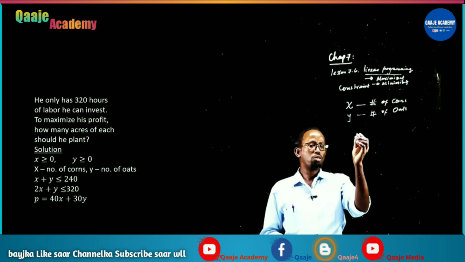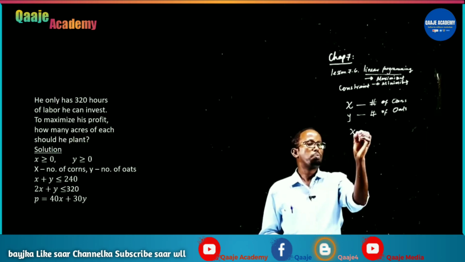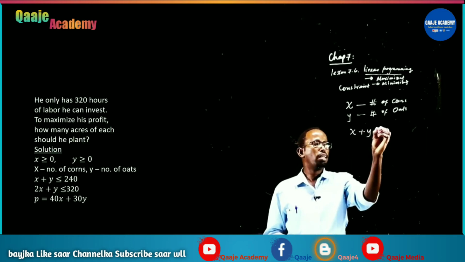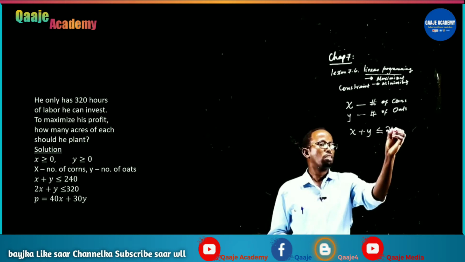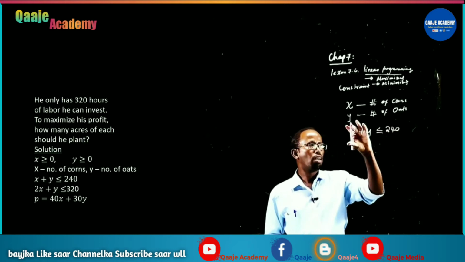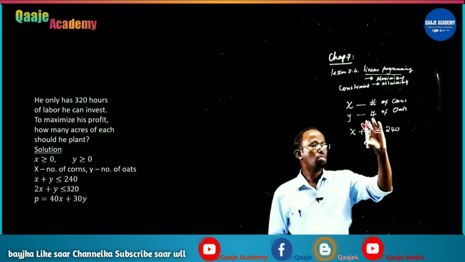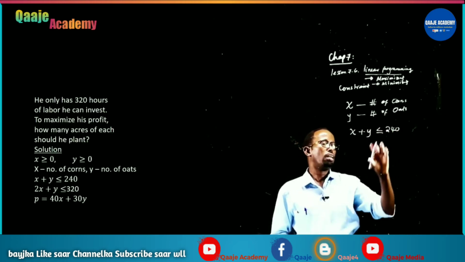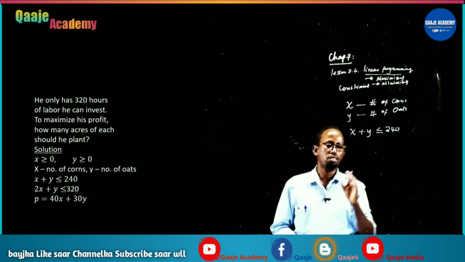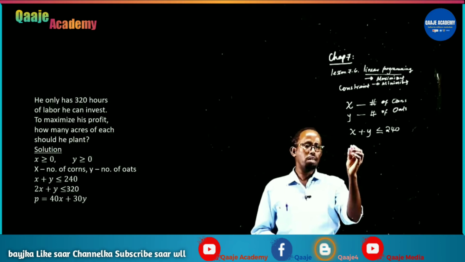Now x plus y is less or equal to 240. This is the corn and this is the oats. They add up to less or equal to 240. The next one is the number of hours.